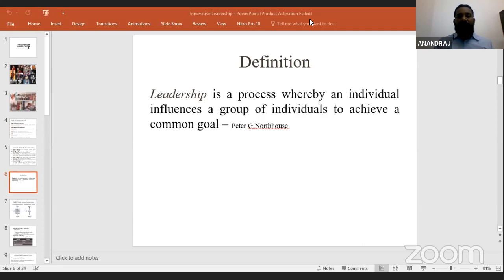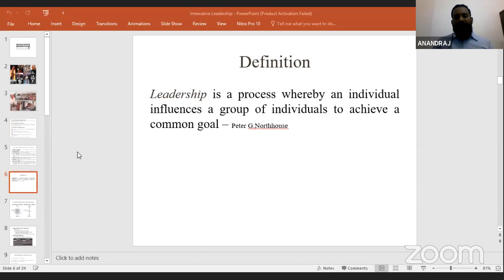So these are the four components that create the leadership process. So leadership is a process whereby an individual influences a group of individuals to achieve a common goal, where both people come together and win the battle. Move on to the next slide.